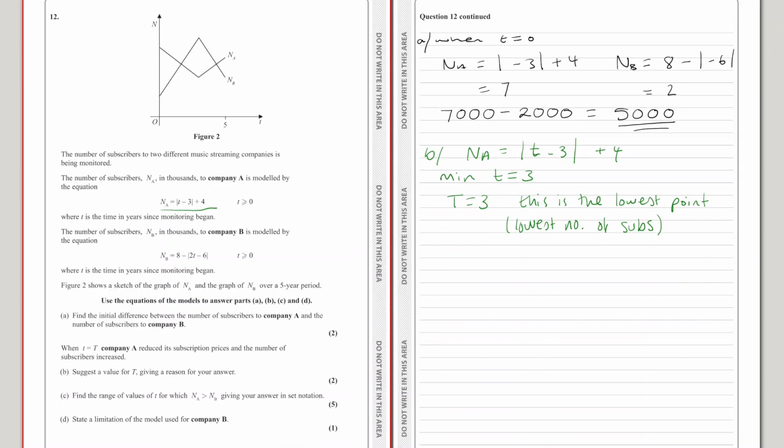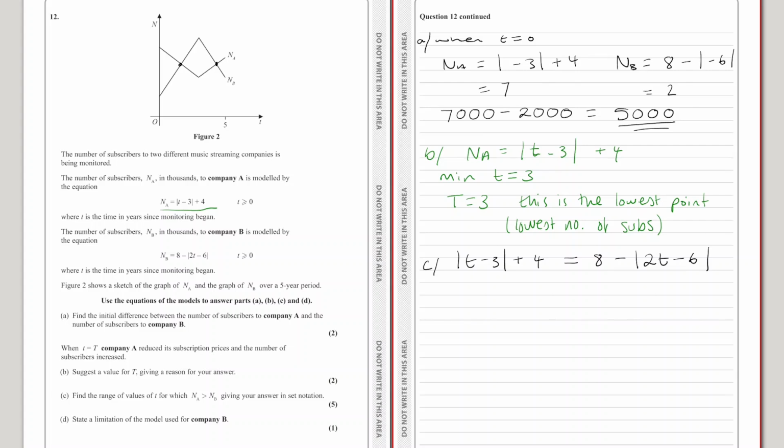And part C, find the range of values of t for which company A had more subscribers than company B. Give your answer in set notation. So where are these points where they are equal? Let's find the points where they're equal. So when the modulus of t minus 3 plus 4 is equal to 8 minus the modulus of 2t minus 6. So what are the values of t that make these equal?